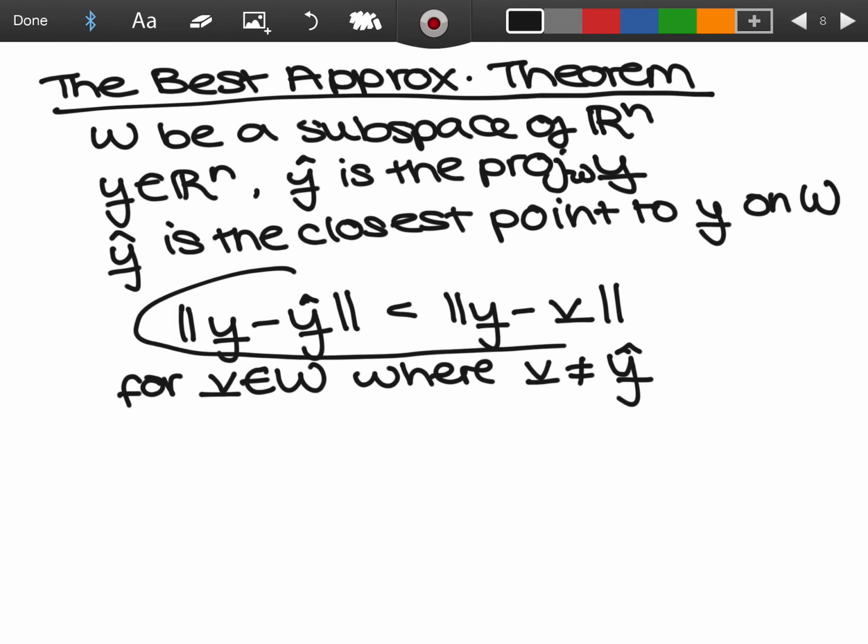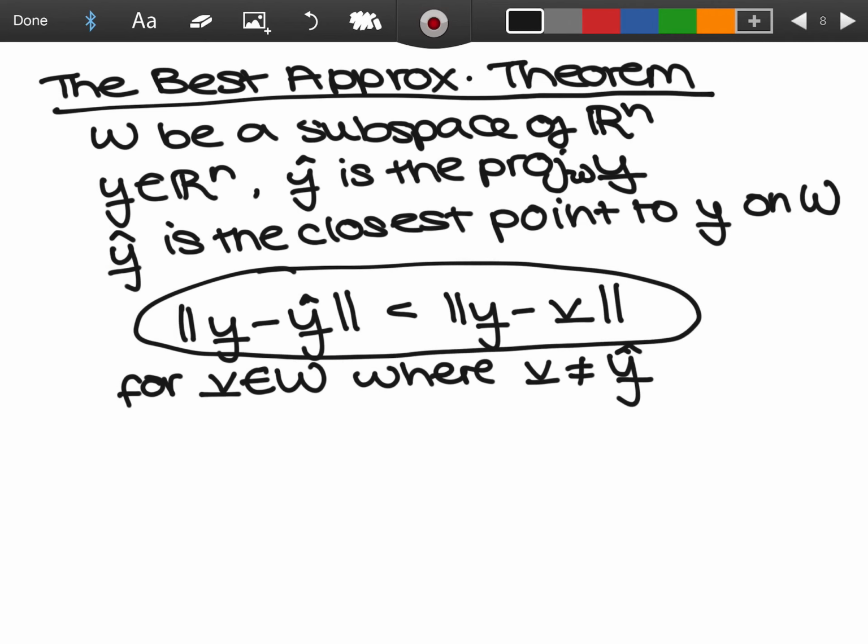If you want to see a proof for this, it actually is a very simple Pythagorean theorem proof. So you can go ahead and look at that in the textbook. It's on page 352. It's going to be like a 3-line proof that uses the Pythagorean theorem to prove this and look at the distances between the two.